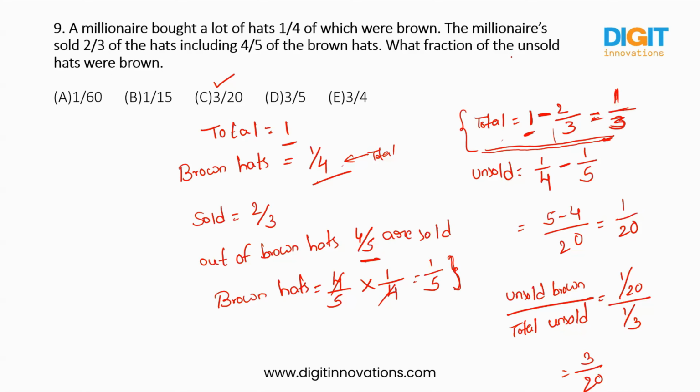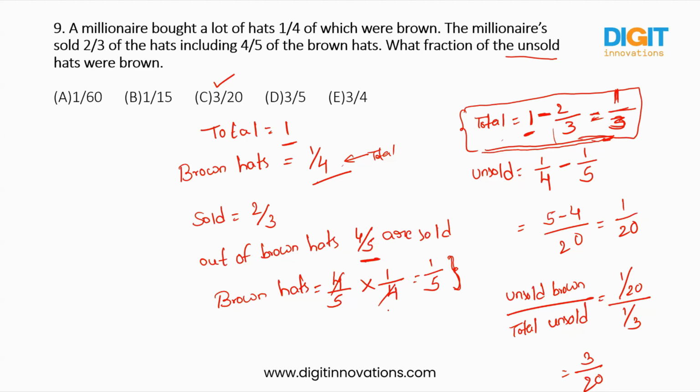Because in the question, they are asking, in the unsold hats, how many brown unsold hats were there? Tell me in the fraction. So unsold brown by total unsold, we have to calculate. Okay, so because of that, I have taken this line. So I got to know unsold were total 1 by 3 in the total hats.